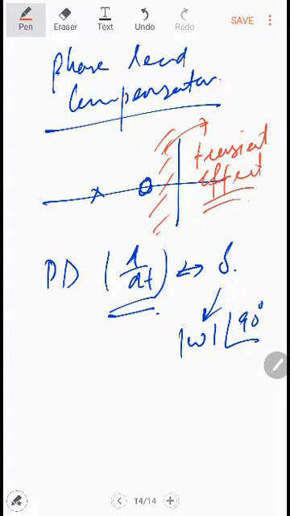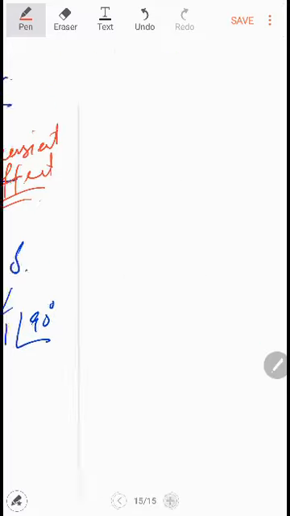Let us consider an example, and let us find all the design parameters that are required and how to find these design parameters. So let us start with this example.